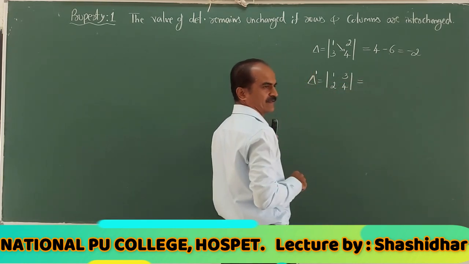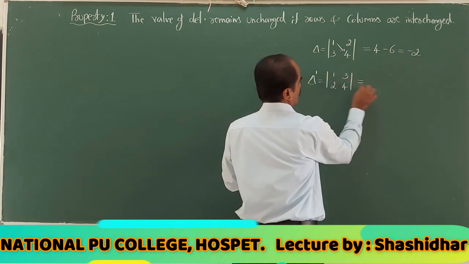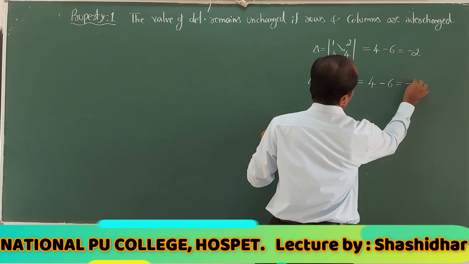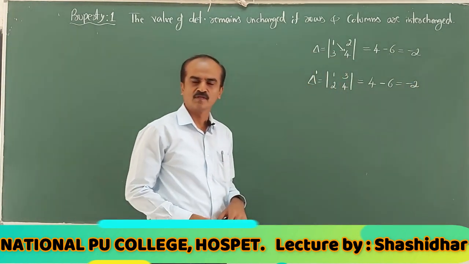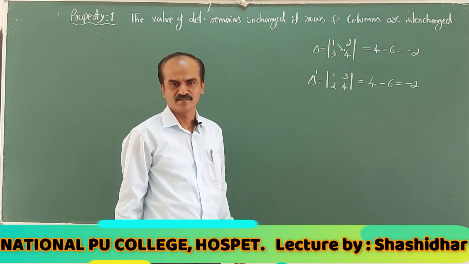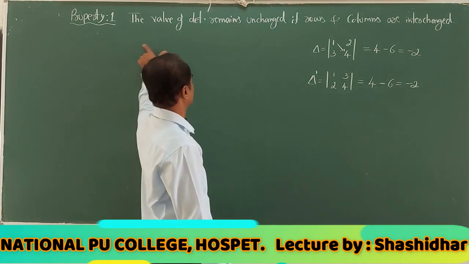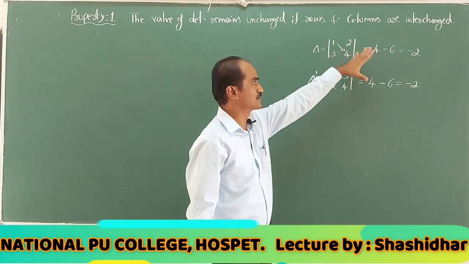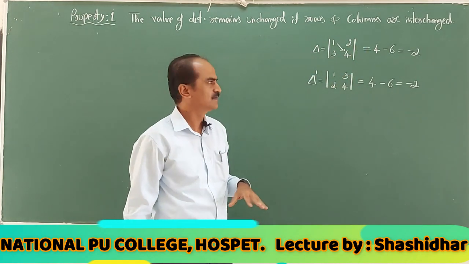Now find the value of this determinant. 1 into 4, 4, minus 2 into 3, 6. That is equal to minus 2. No change in the value of the determinant. That is what the property says. The value of a determinant is unchanged if rows and columns are interchanged.